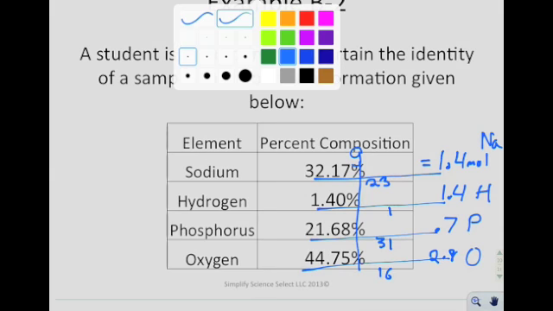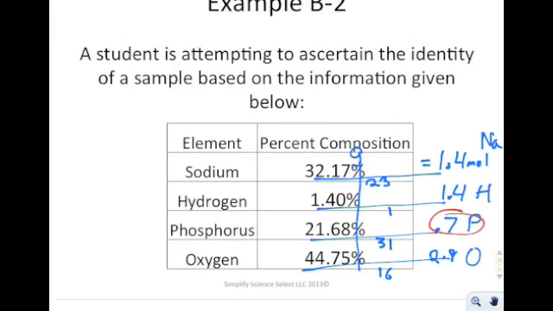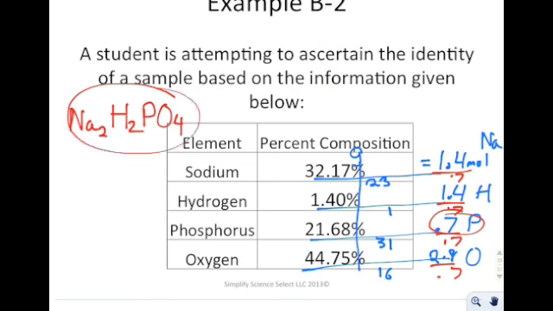So you identify the smallest number, which is phosphorus. You divide each one by 0.7, and when you do, you end up with 2 sodiums, 2 hydrogens, 1 phosphorus, and 4 oxygens. So that is our molecule, Na2H2PO4.